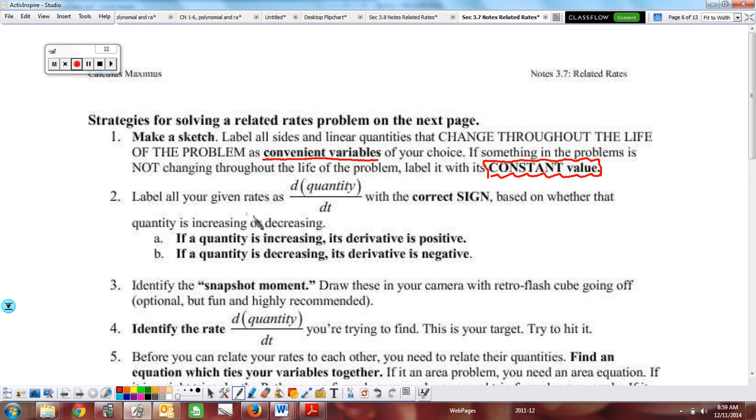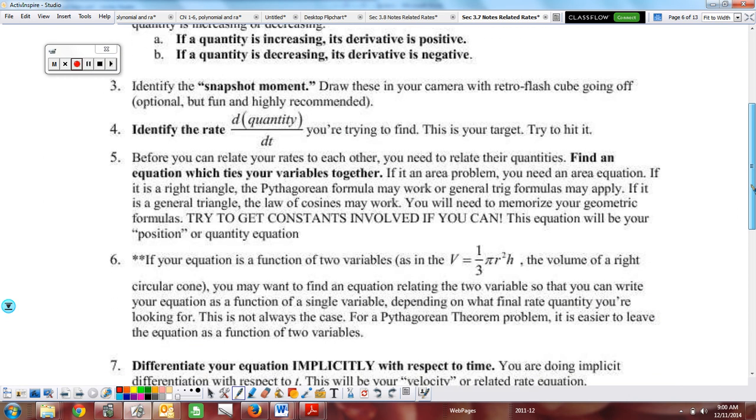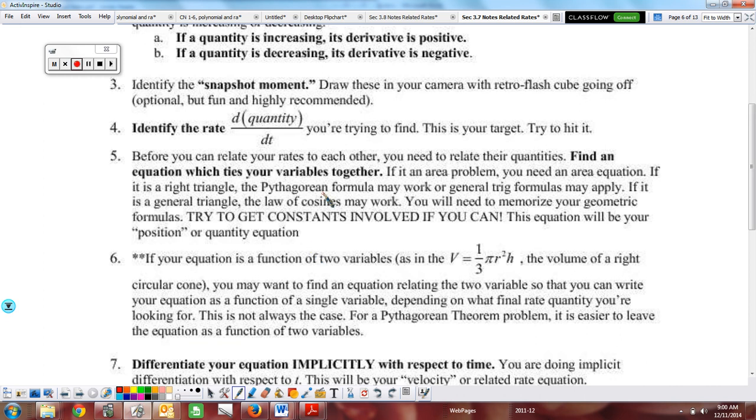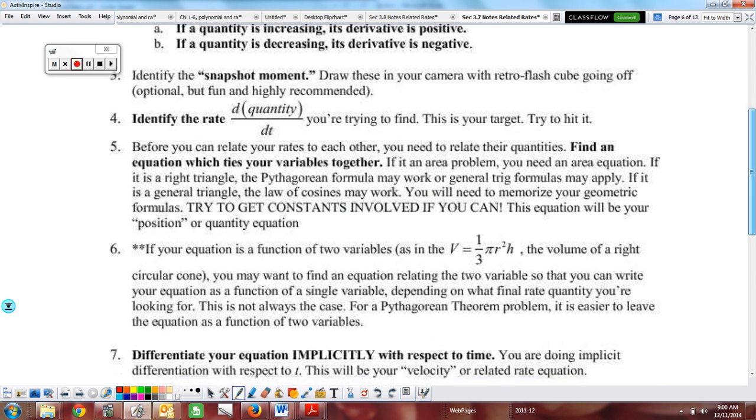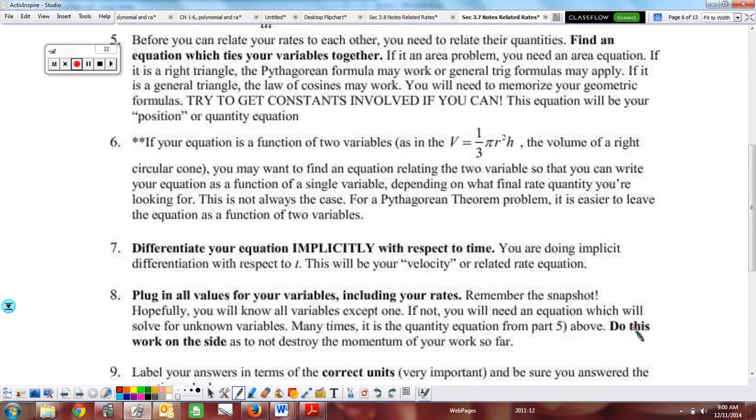Make sure you give your rates as d quantity dt so that you have them with the correct sign, so that you interpret correctly what you're given. And identify your snapshot that you're going to use when you plug and chug at the very end. And then find the equation that relates the variables, your quantity equation. Take your derivative implicitly, okay? And then plug all your values in at the end and make sure you answer the question.